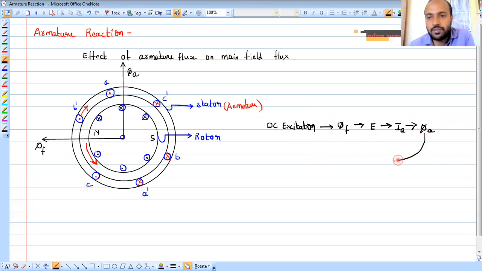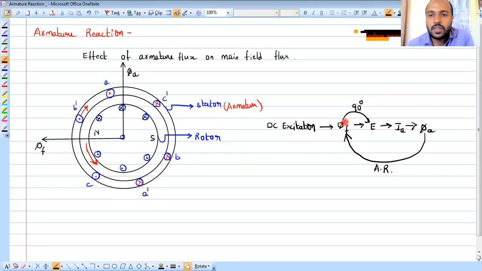Again, this armature flux is affecting this main field flux. So whatever the effect of armature flux on main field flux is known as armature reaction. Right? This is what is happening in the machine. If you represent the phasor diagram for this operation, the angle between field flux and induced EMF in the armature will be 90 degrees.